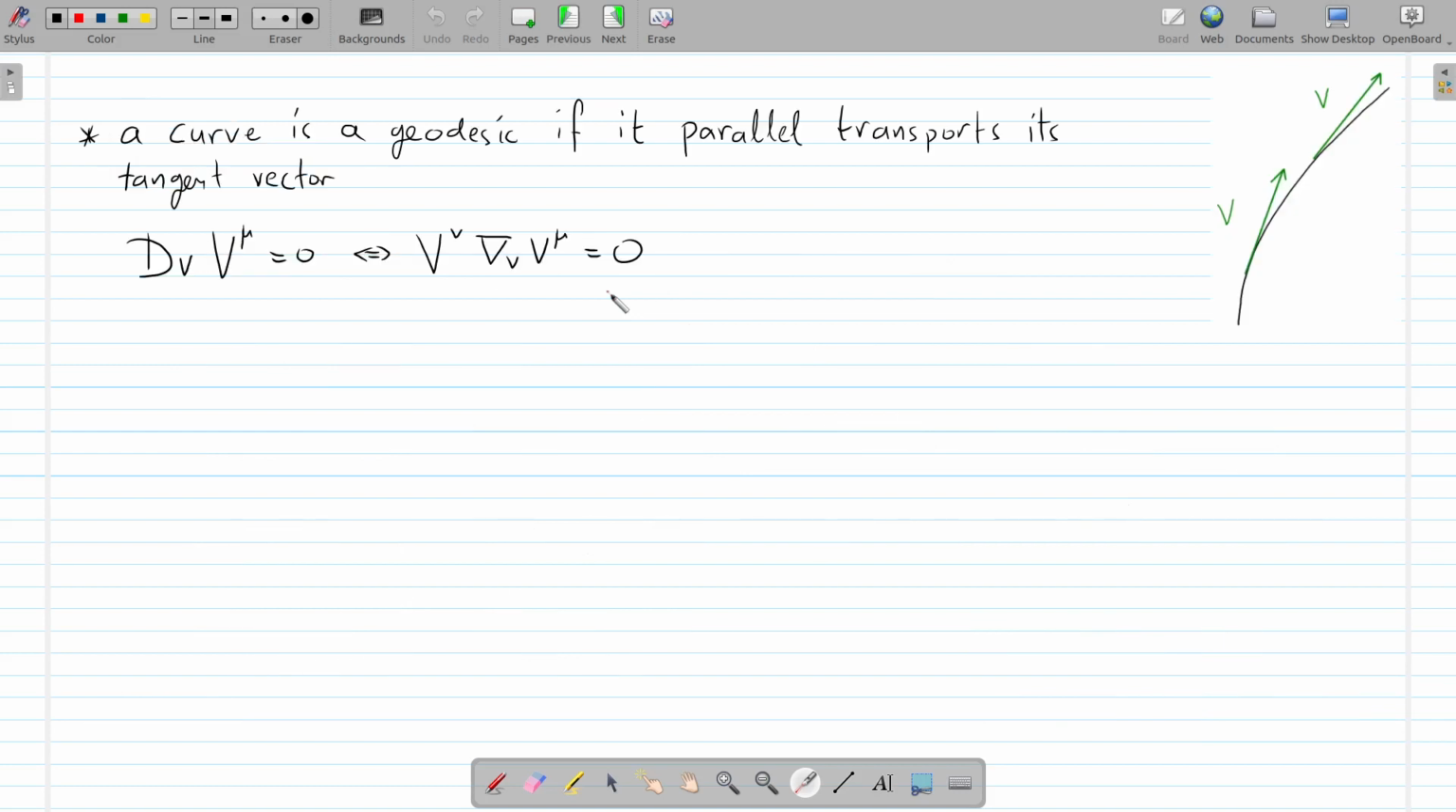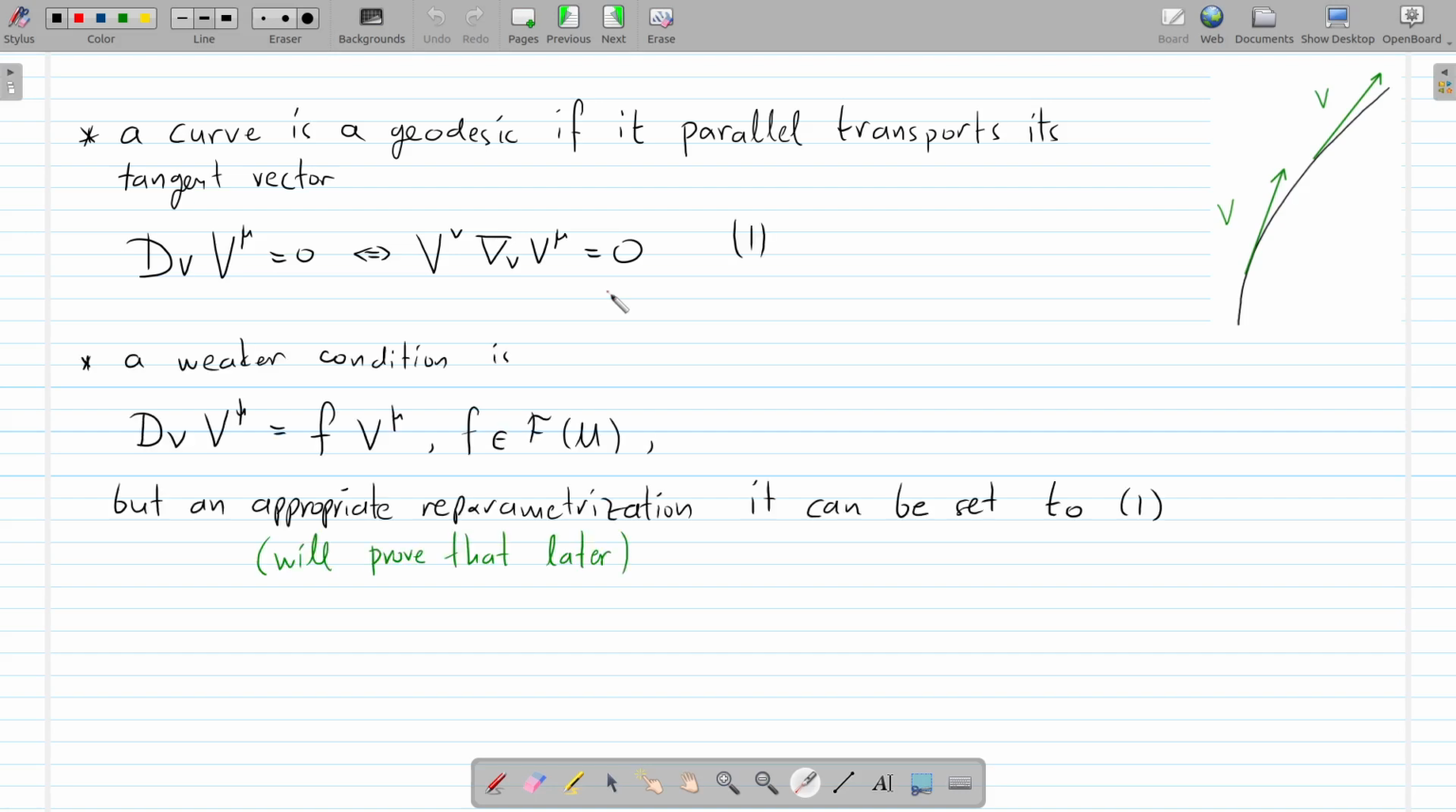Let's start with the definition. A curve is a geodesic if it parallel transports its tangent vector. We have defined parallel transport along a curve to be given by vectors that are invariant under the directional derivative along the curve. So if this is applied to the tangent vector of the curve, then this curve must be a geodesic.